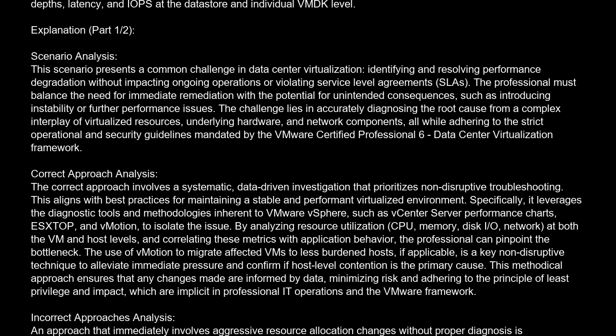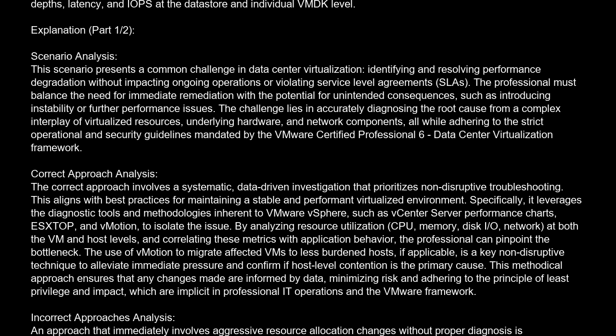The use of vMotion to migrate affected VMs to less burdened hosts, if applicable, is a key non-disruptive technique to alleviate immediate pressure and confirm if host-level contention is the primary cause. This methodical approach ensures that any changes made are informed by data, minimizing risk and adhering to the principle of least privilege and impact, which are implicit in professional IT operations and the VMware framework.